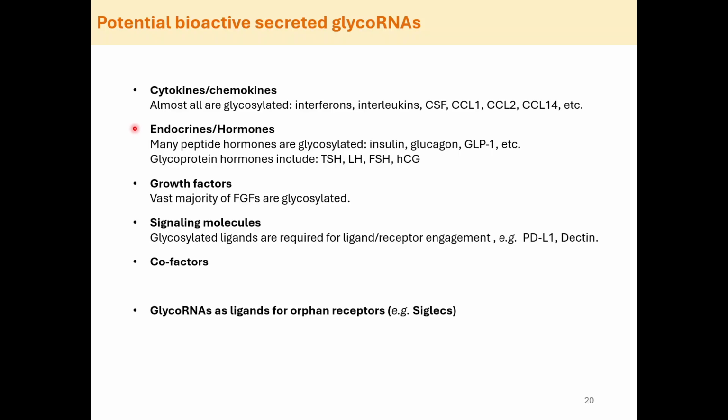For example, insulin, glucagon, GLP-1. Glycoprotein hormones include TSH, LH, FSH, HCG. The vast majority of FGFs are glycosylated. As signaling molecules, glycosylated ligands are required for ligand and receptor engagement. For example, PDL1, dectin. In fact, glycoRNAs are already known as ligands, for example, for Siglecs, and can be screened for orphan receptors.